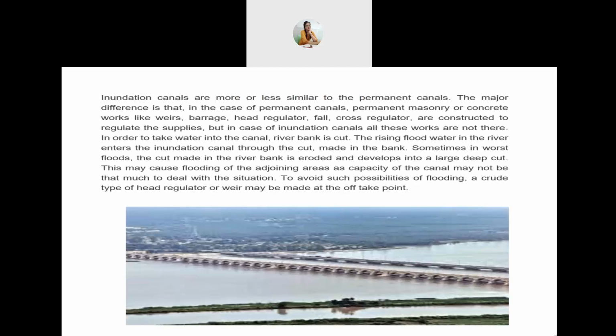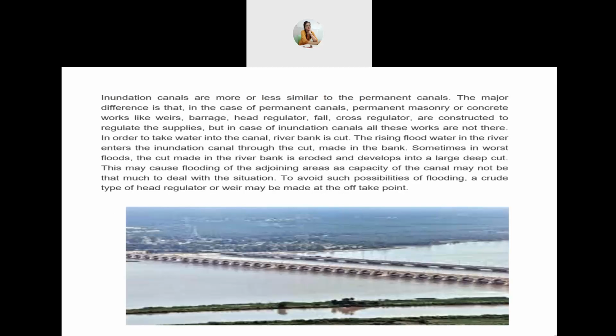Sometimes in worse floods, the cut made in the river bank is eroded and develops into a large deep cut. This may cause flooding of the adjoining areas as the capacity of the canal may not be enough to deal with the situation. To avoid such possibilities of flooding, a crude type of head regulator or weir may be made at the takeoff point. So head regulator or weir, we'll learn about these topics in our upcoming units.